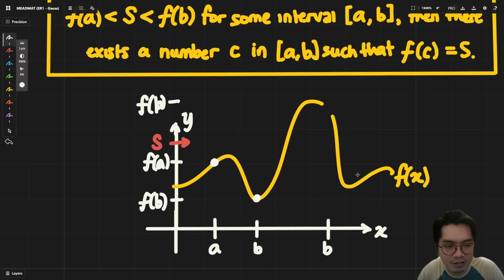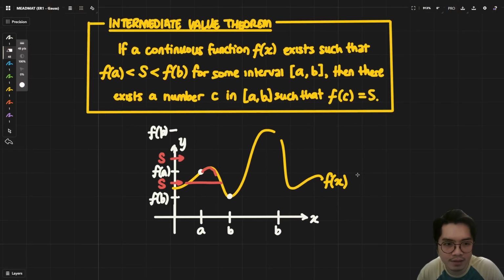is there needs to be something between f of A and f of B. For example, maybe the S is now here, right? There you go. It will still work, right? It's still between A and B. So you might say, oh, well, what about this one? What about this part right here? What if we're going to have something like this?